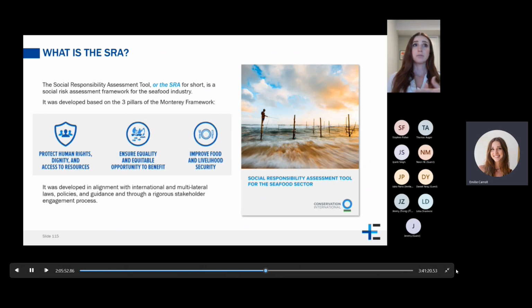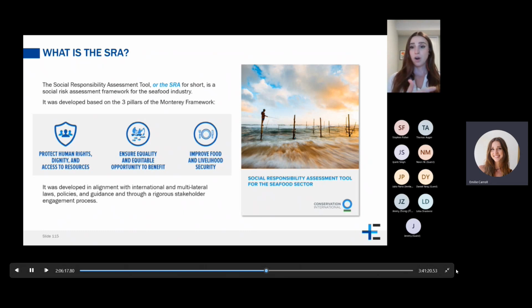So the development of the SRA was a really rigorous process. It was developed in alignment with international and multilateral laws, policies, and guidance. So you'll notice that a lot of it is aligned with the ILO or is aligned with the certification and ratings social responsibility framework. So there's a lot in there that comes from really good normative references from the small scale fishing guidelines. There's a lot in there.